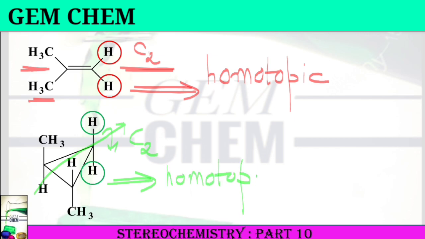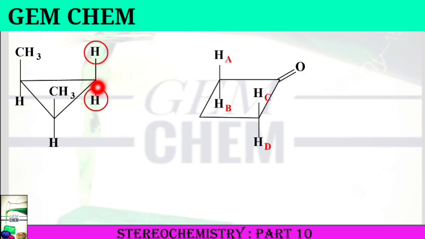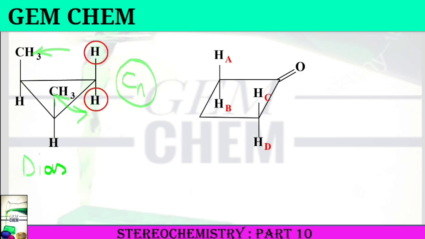If we see some more examples, for this one you can see that there is no axis of symmetry. Axis of symmetry means there will be no Cn. If you consider, one hydrogen is cis to your CH3, and one hydrogen is trans to your CH3. As a result, this can be concluded as diastereotopic.